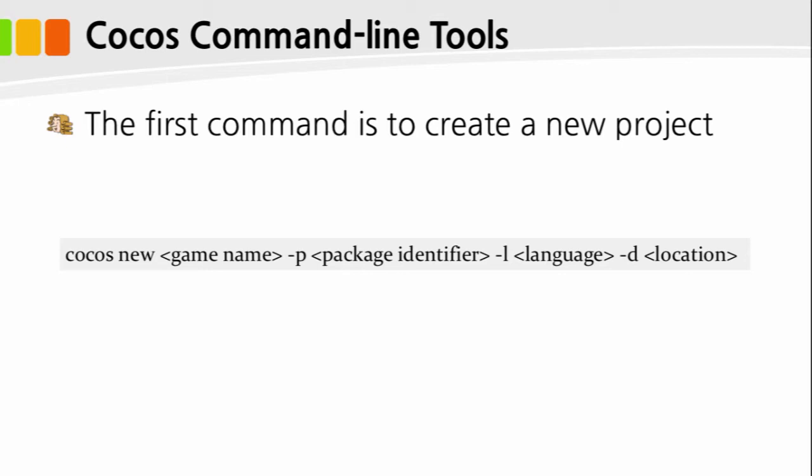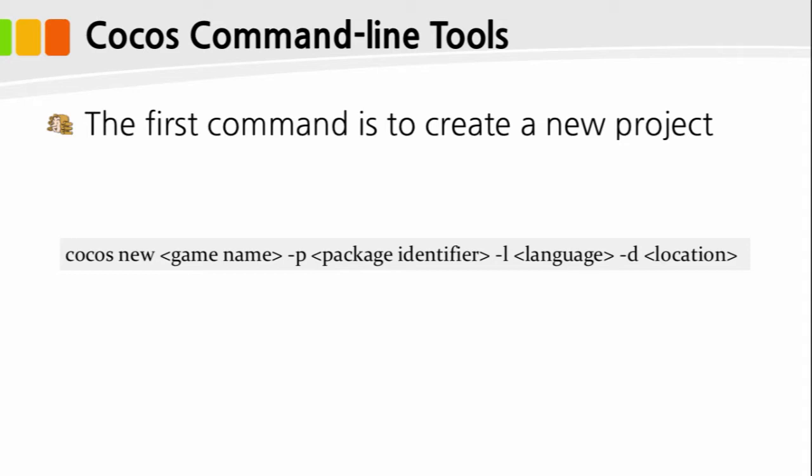This is the command syntax, how we can generate a new Cocos2d-JS project. cocos new, game name, -p, package identifier, -l, language, -d, and location. Let me go item by item. The game name, we will use our game name, like mole or brick breaker. -p is the package identifier.